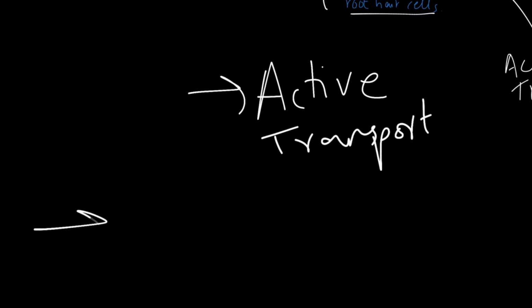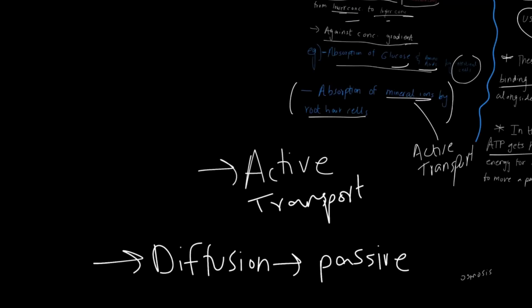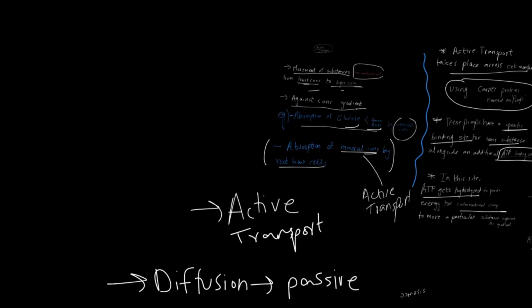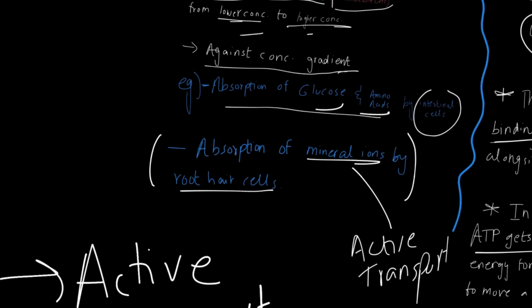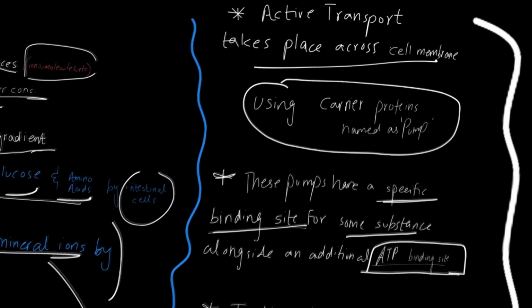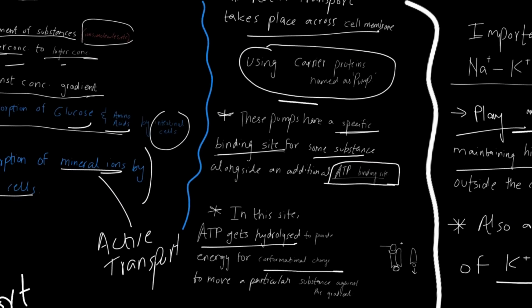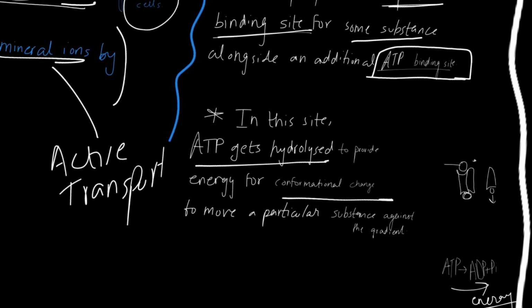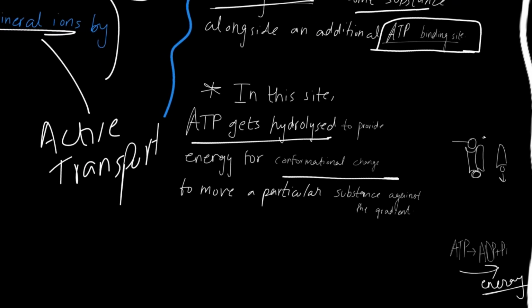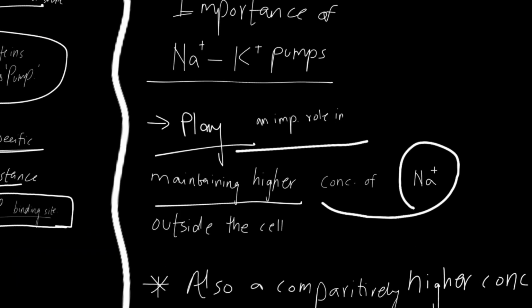However, diffusion that we've studied earlier is a passive process that doesn't require energy. It happens on its own. So we stated some examples such as glucose by intestinal cells and absorption of mineral ions by root hair cells. Then we went on to discuss how they take place using carrier proteins, where pumps use an ATP binding site and ATP gets hydrolyzed to ADP and Pi, and the energy provided is for the conformational change to occur.